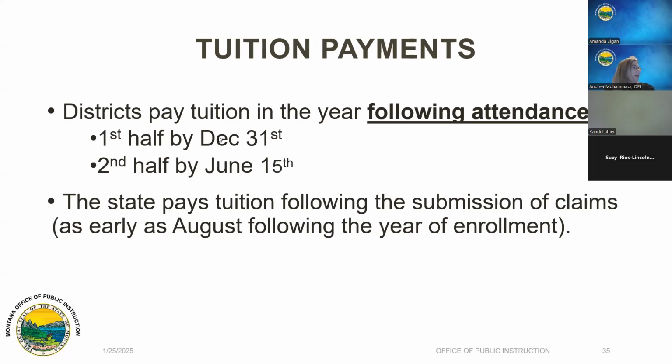Okay, again, when do you pay this tuition? You pay the first half by December 31st following the year of attendance, and the second half by June 15th following the year of attendance. And those of you that put in for your FP15s, I process those as soon as they get in. And as soon as I get those approved, I'll let you know, and then we'll put in for the payment and you can get that payment.